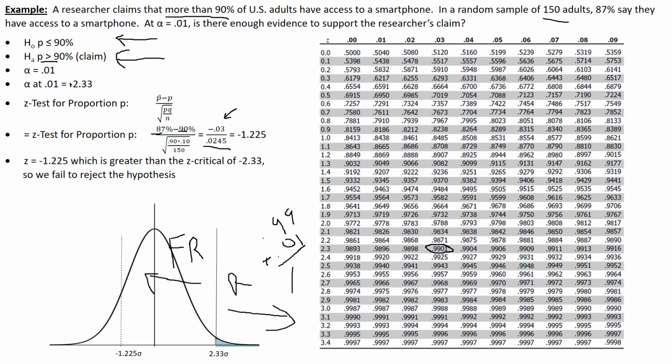Negative 0.03 divided by 0.0245 is negative 1.225, way to the left here. And since that is to the left of my break point, 2.33, we would fail to reject the null hypothesis. So we cannot support the claim.